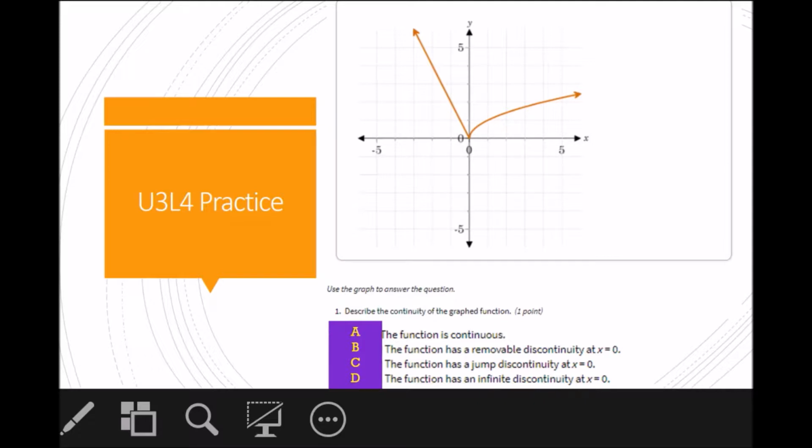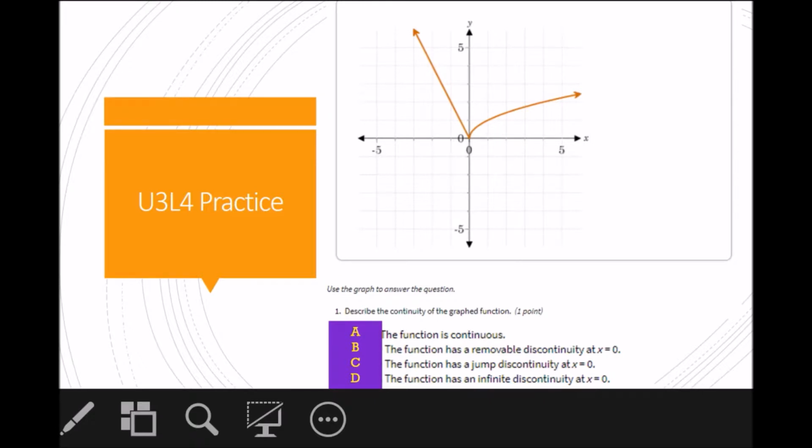In the case of this, it definitely is graphed here without picking up our pencil from left to right. So answer choice A will be the answer, but let's talk about the others. Removable discontinuities would be any hole in the graph that you have, and that does not happen here. A jump discontinuity is just as it's described. Does it jump from one piece to the next? And we don't do that here, although it has a sharp turn there at x equals 0. It still doesn't cause us to pick up our pencil.